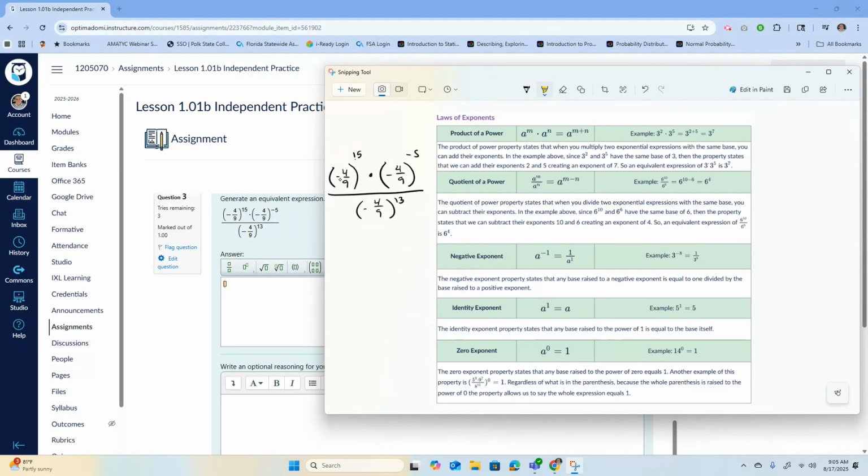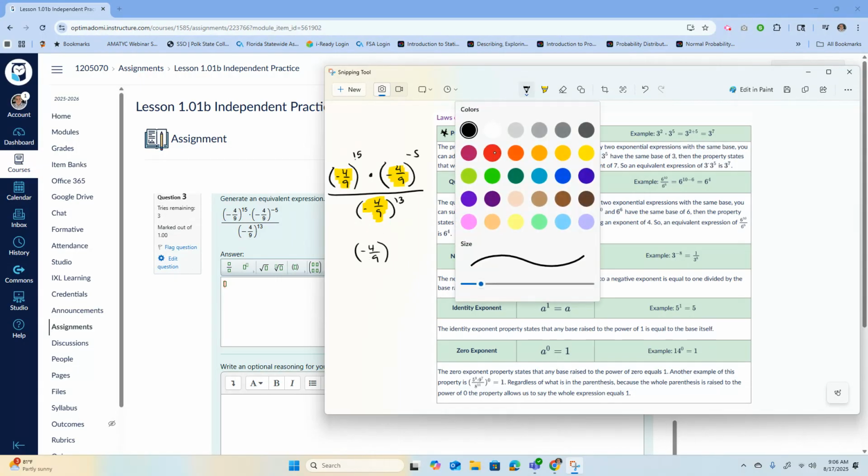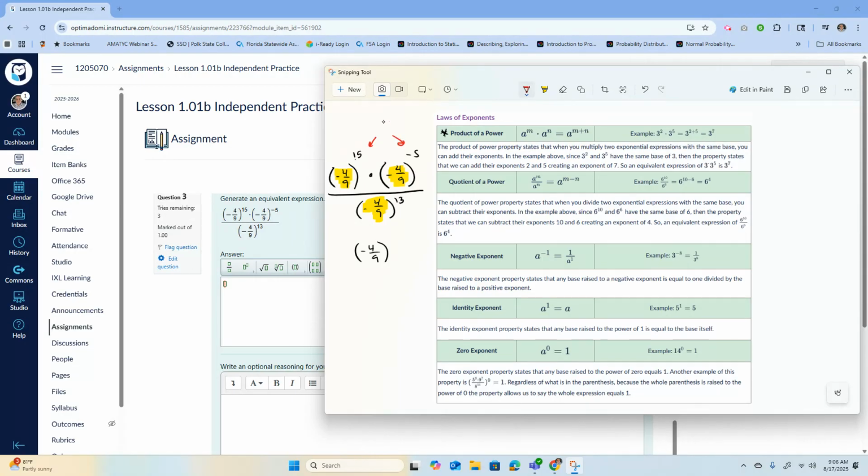But before I work the top, did you notice that all the parentheses have the same fraction? And that fraction is the base. So look on the top. We are multiplying 2 powers with the same base. Who's the base? Negative 4 over 9. So we're going to keep the base because on the top we are multiplying, and what we're going to do with the exponents, we're going to add them. Using the calculator, 15 plus negative 5, that's going to be to the 10th power.